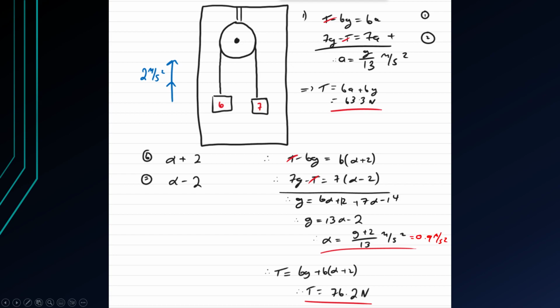The tension in the string we can find with 6g plus 6 lots of alpha, or alpha plus 2. So the tension in the string, therefore, has indeed increased, as we've perceived. It's increased to 76.2 newtons.